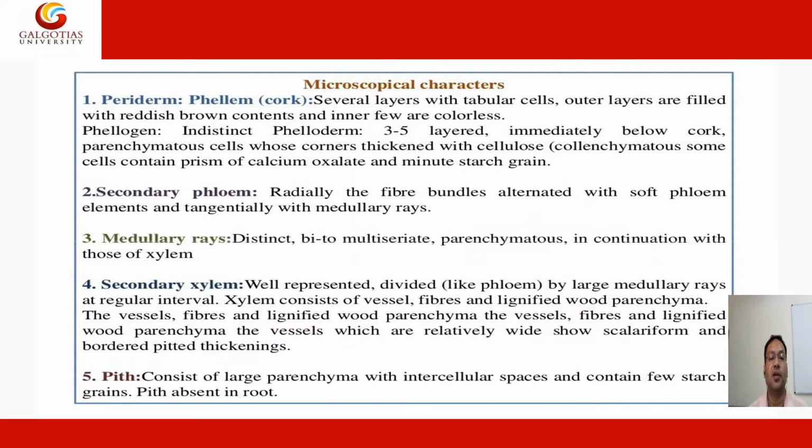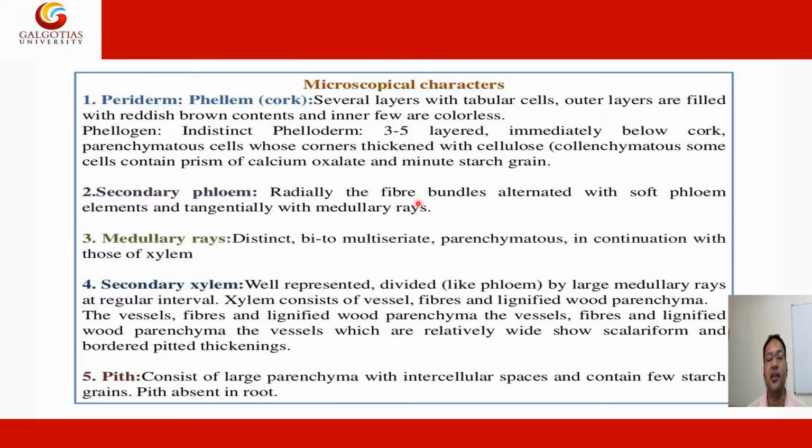Okay. So microscopical characters: periderm of thin cork cells, several layers with tubular cells. The outer layers are filled with reddish brown content and the inner few are colorless. Phellogen is indistinct. Phelloderm with 3 to 5 layers immediately below the cork, parenchymatous cells whose corners are thickened with cellulose. Some parenchymatous cells contain prism calcium oxalate and a minimum of starch grains.